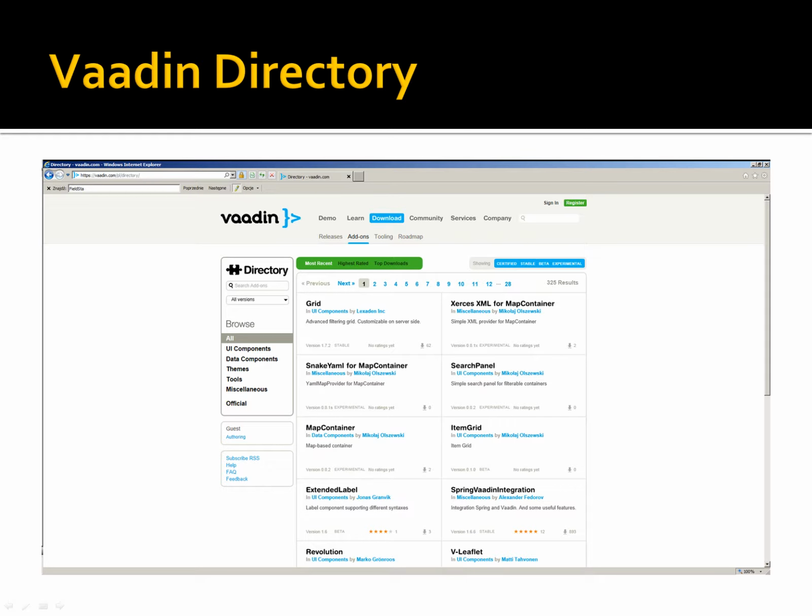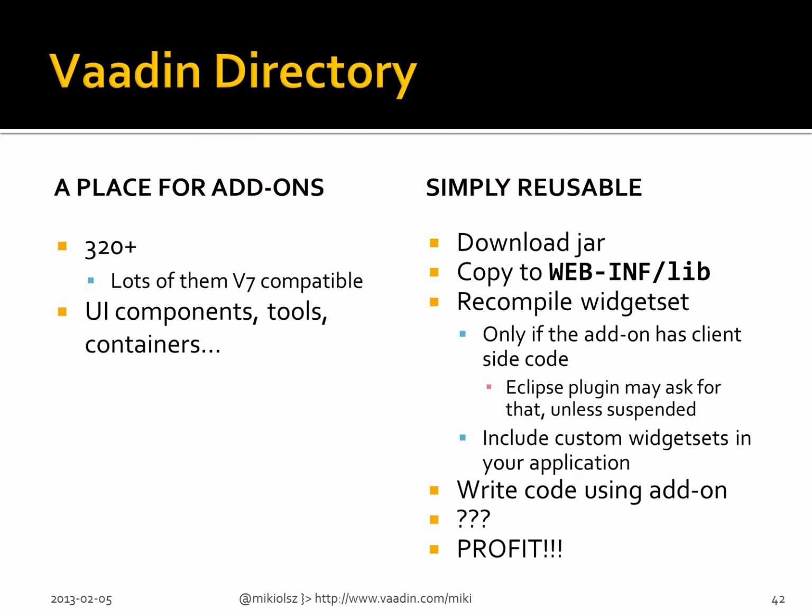What we have on the left is the categories and the search. We can optionally select a maturity of plugins, so we might want to have an experimental version, beta version, stable version, or only those that were certified by Vaadin to work. So this is how it looks. Now, what it is, is just a place for add-ons. Currently there are 320-something of them.